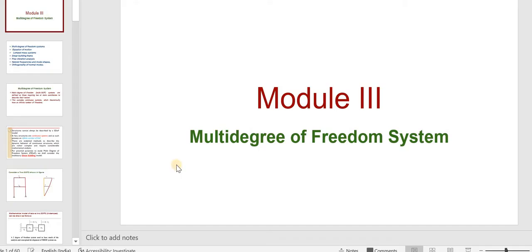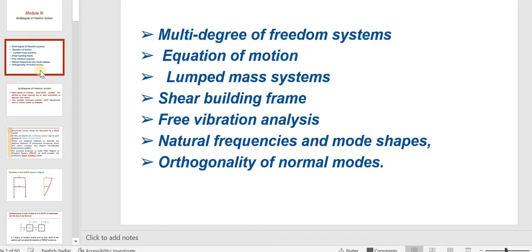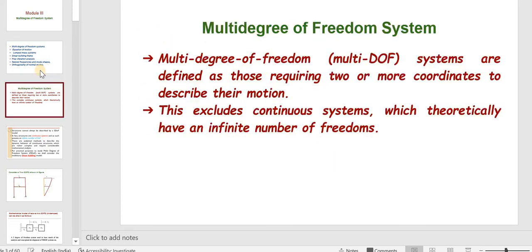Now, coming into this third module, some of the classes were taken in the offline mode also. But anyway, I am just going through the topics which we covered in that class also. Here you can see, what is an MDOF system? If I am having more than one degree of freedom, it is known as an MDOF system. So what is degree of freedom? Degree of freedom means the possible movements.